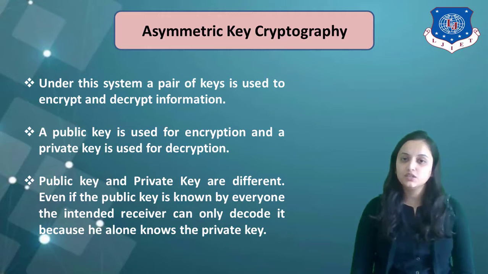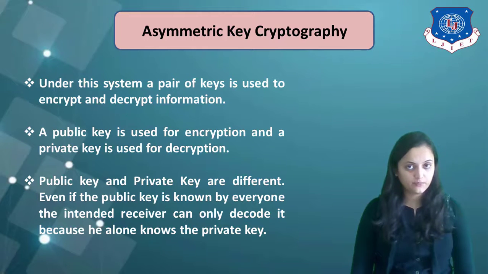Even if the public key is known by everyone, only the intended receiver can decode it, because only he knows the private key. That means the intended receiver is the only one who can decode the information because he has the private key. So both public key and private key are used for asymmetric key cryptography.